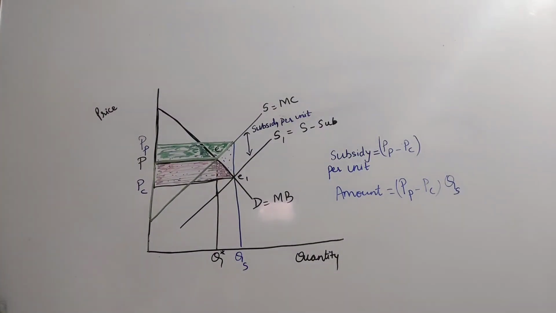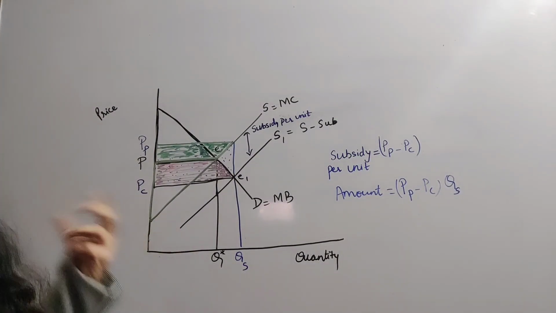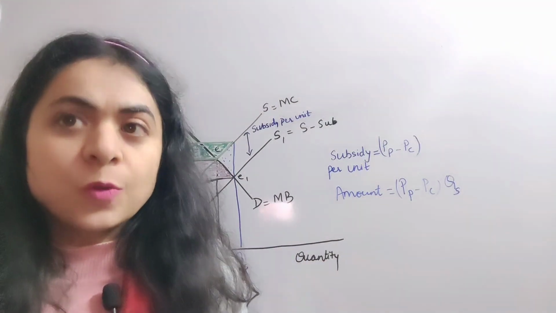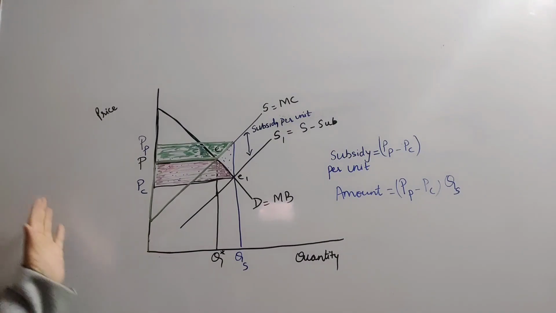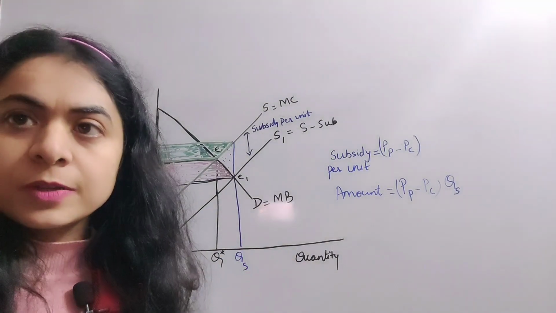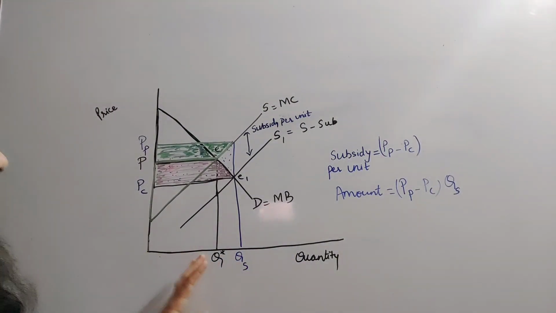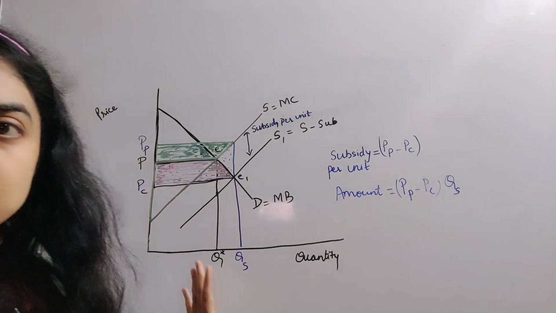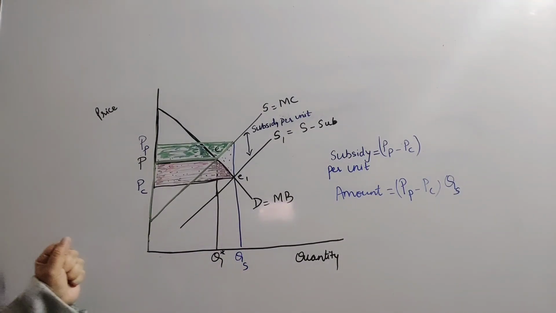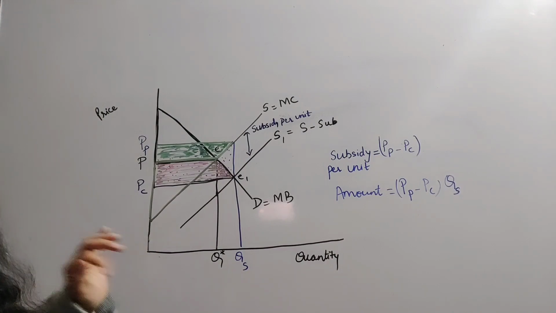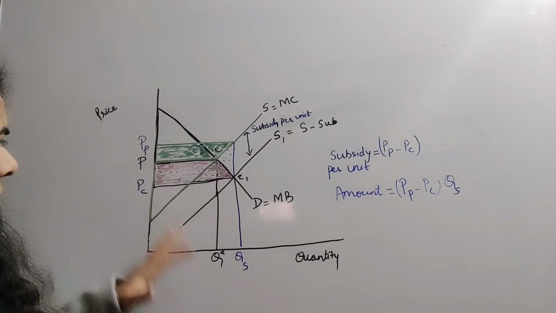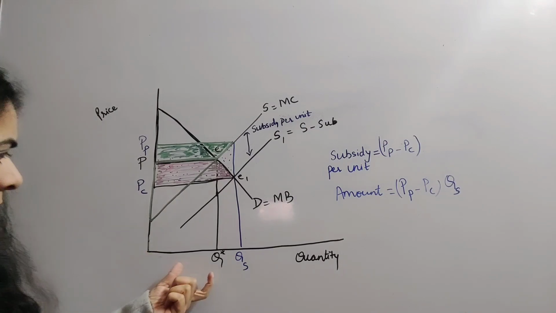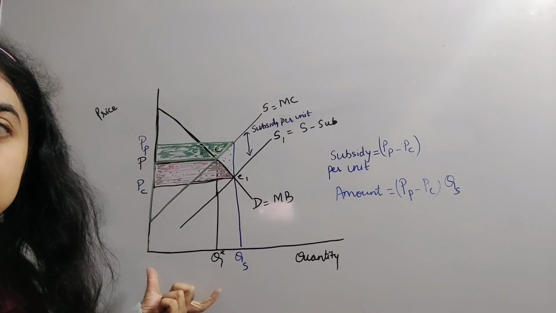But is it so that there is no welfare loss? The answer to this question is no. Even though there is a gain in consumer as well as producer surplus, there is over allocation of resources towards the production of this good. So technically, in a free market without any subsidy, the optimum allocation of resources was there, and as a result, this much amount of output should have been produced.